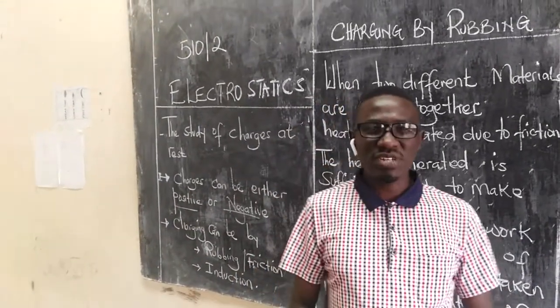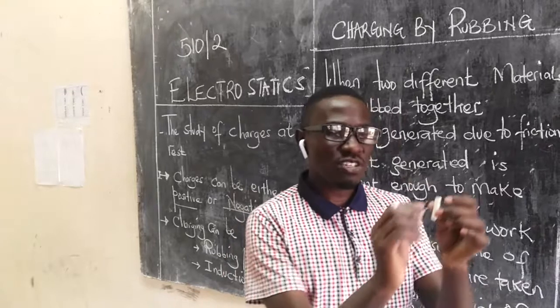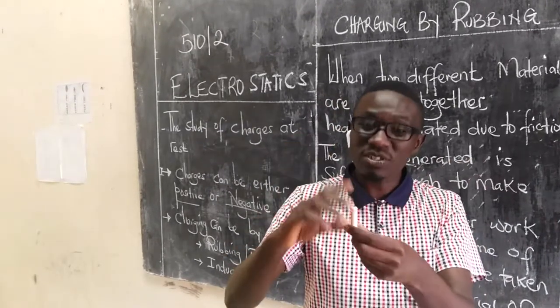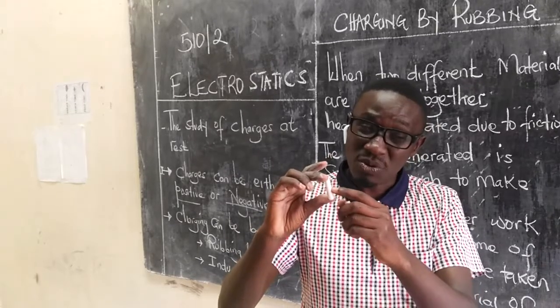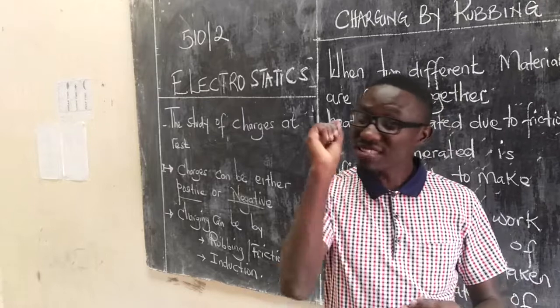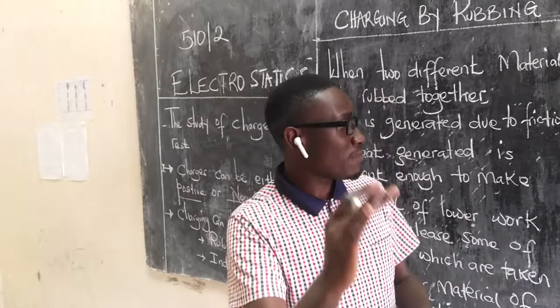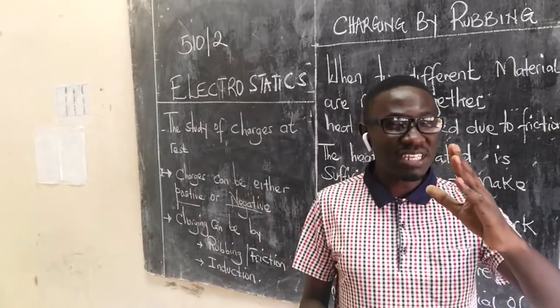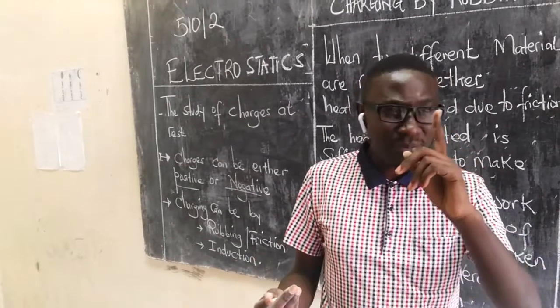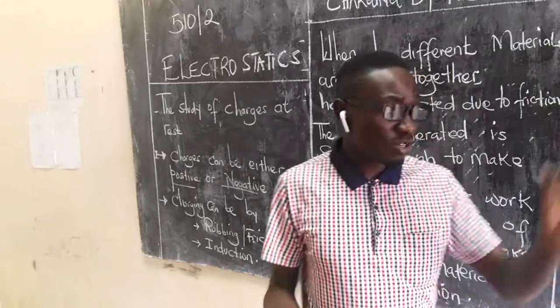Be reminded, students, that the number of electrons which are lost from this material is equal to the number of electrons gained by this material. Okay? So I hope that is clearly understood. That is how we can charge by rubbing. Now, I want to give you some examples of charging by rubbing, and they are very common, as you're going to see.